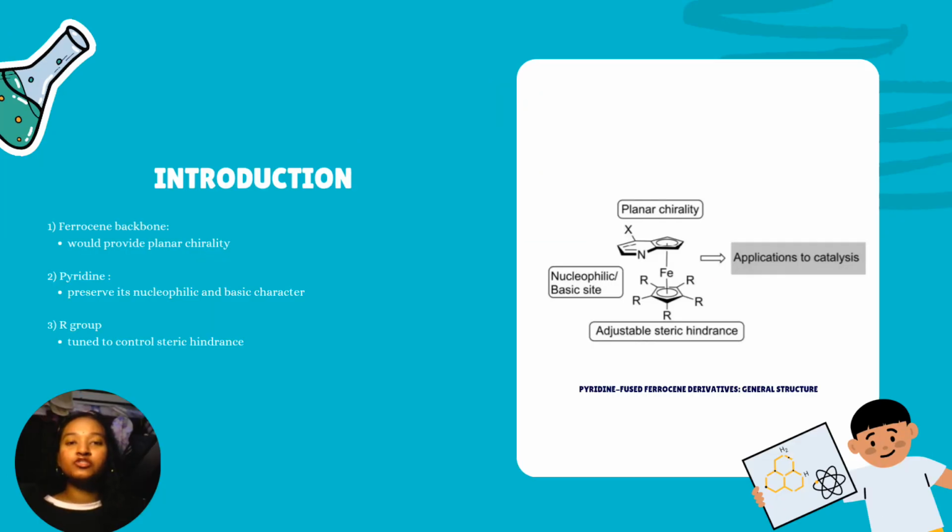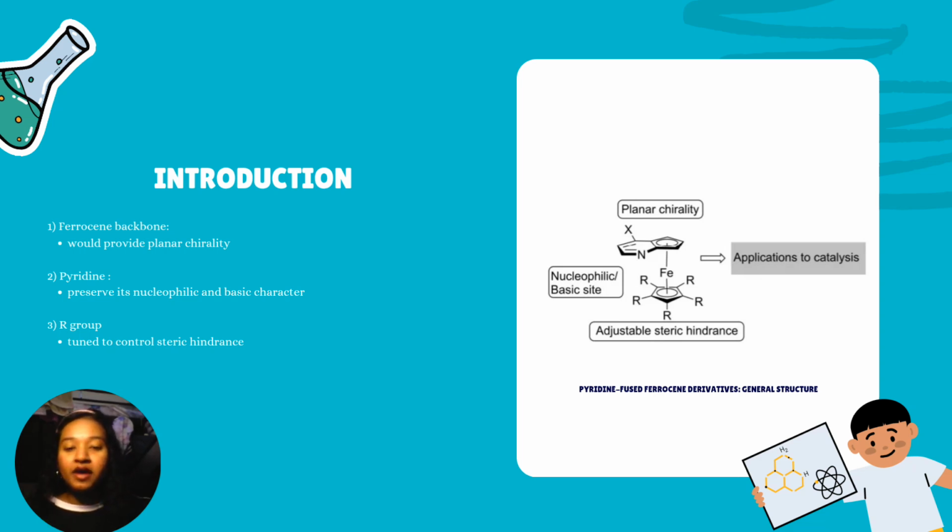We will start with the introduction to the general structure. The structure shows a ferrocene unit where one ring is fused to a pyridine ring. The image highlights three key features. First is the ferrocene backbone. The molecule has planar chirality due to the ferrocene backbone, meaning its lack of symmetry in a flat plane makes it chiral, useful for asymmetric catalysis.